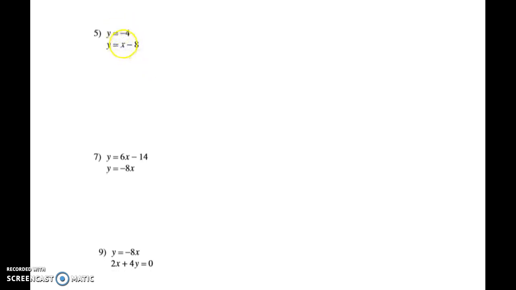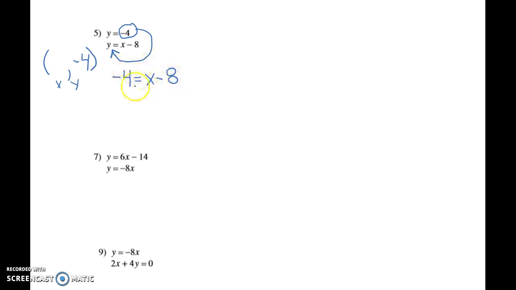Number 5. Oh, good. This one already gave me part of my answer. So go write your answer out here, your x, your y. They already told me that y is -4. Sweet. So we're going to take that, literally write these arrows, and we're going to substitute this -4 in for y. How come we're substituting it in for y? Because it says right here, y equals this. So we're going to put it there. So instead of y, I write -4 equals x minus 8.